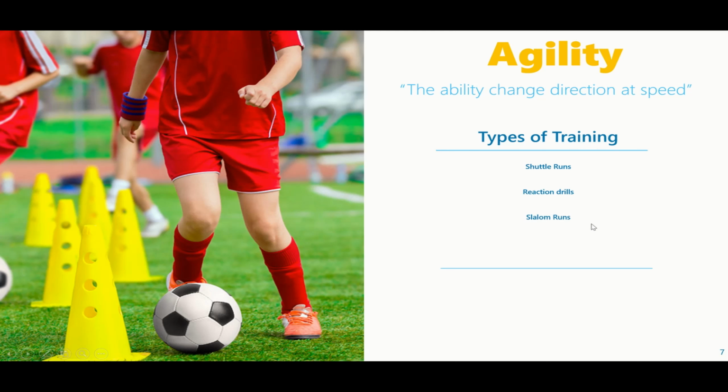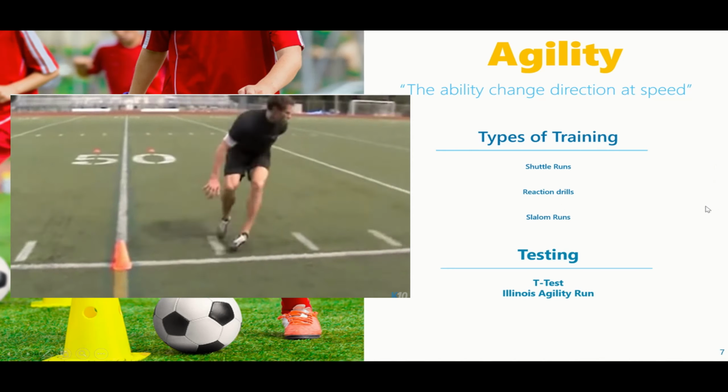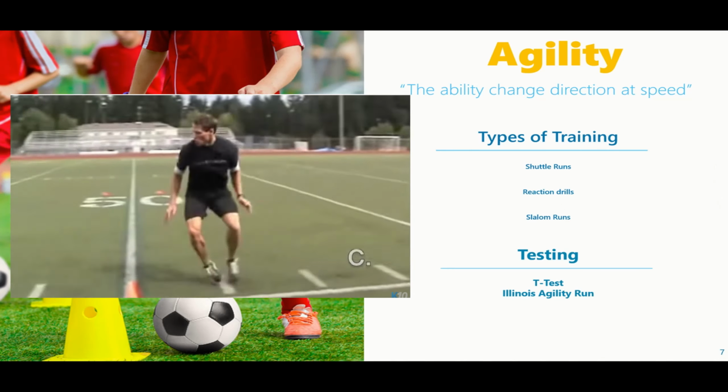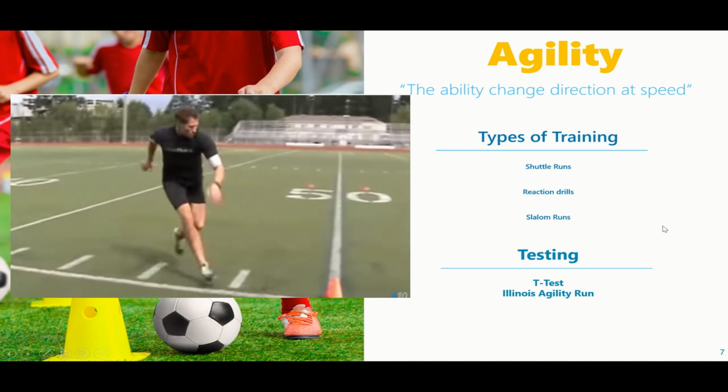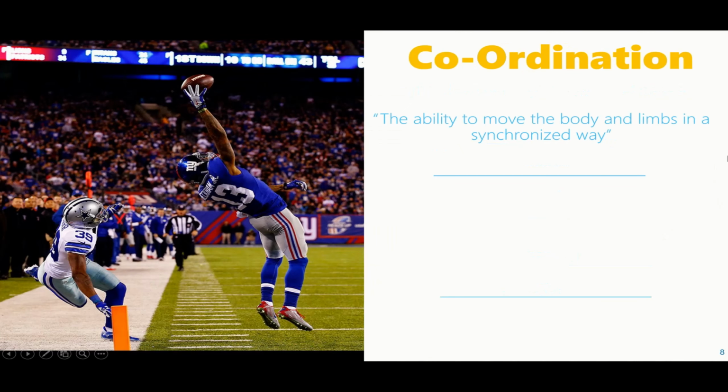Slalom runs, as you can see, running from side to side, working on being able to move the body very quickly to change direction. So this has a fantastic crossover to situations that you would see in these type of sports. Football, whether it be dribbling the ball, rugby, whether it be trying to get past an opponent with a drop of the shoulder. This is a fantastic way in which we can work on our agility in order to change direction at speed. When it comes to testing, two key tests are available to measure agility. That's the T-test and the Illinois agility run.